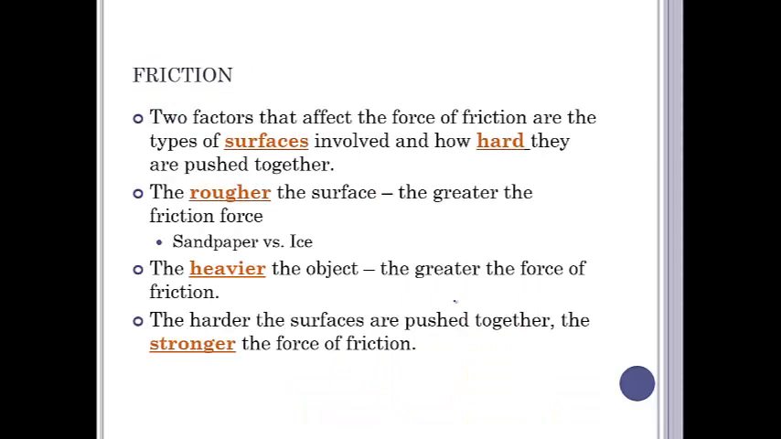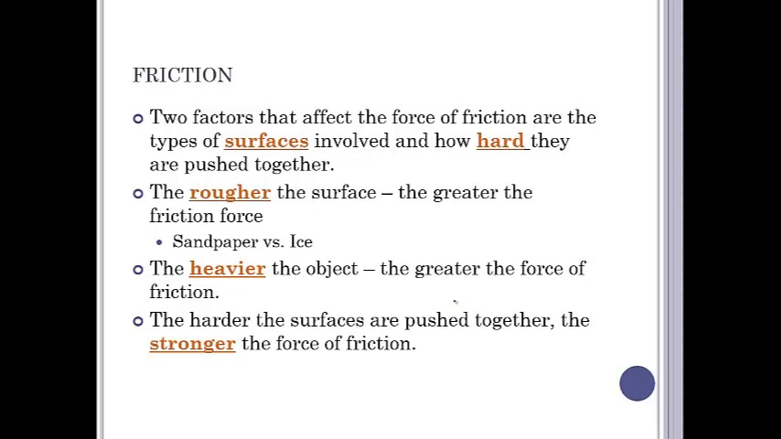Now, there's two things that affect the force of friction. It's the type of surface that's involved and how hard they're pushed together. Obviously, you know that the rougher the surface, the greater the friction force because the deeper and higher those hills and valleys are. So sandpaper is going to have a greater force of friction than the ice will.